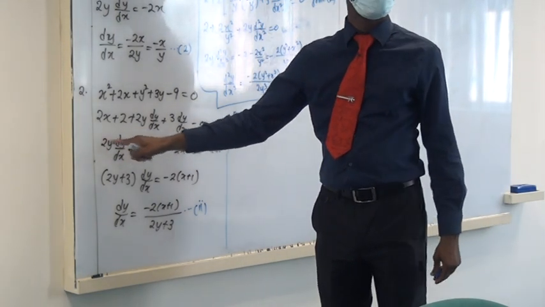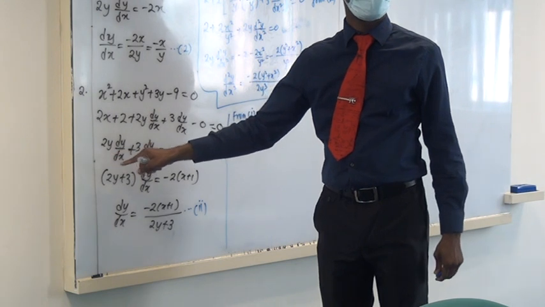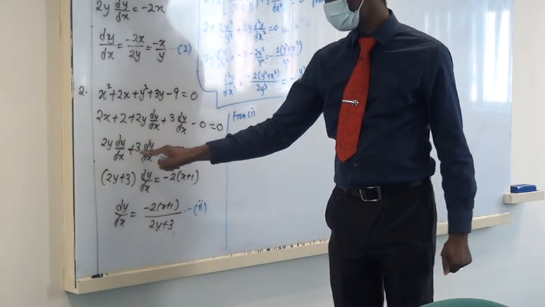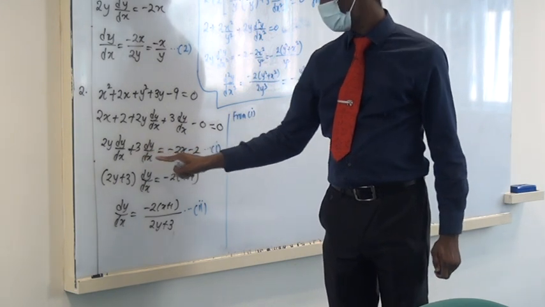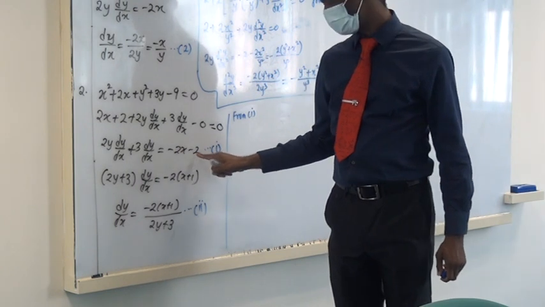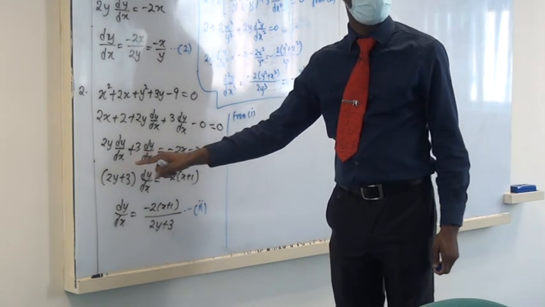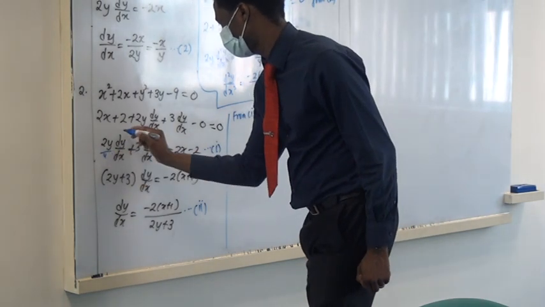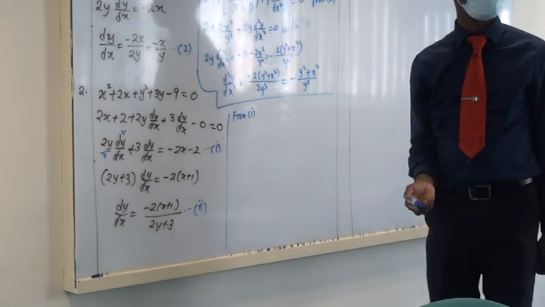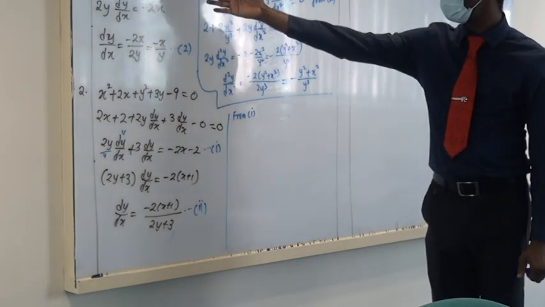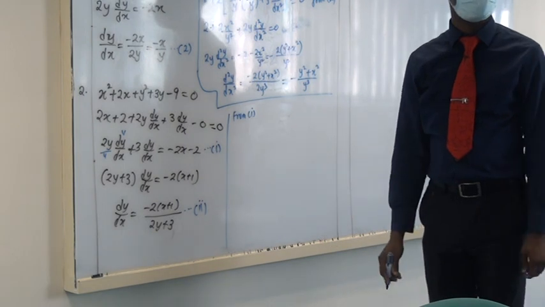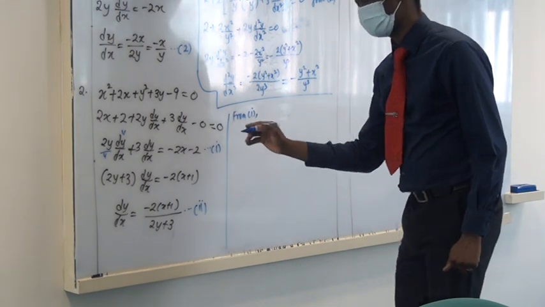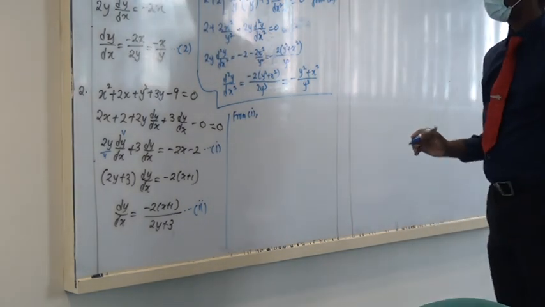Is this product rule? Because this is a constant, so not product rule. Is this product rule? How about this one? It's only one product rule. So instead of 2 brackets this time, I'm going to call this U and call this V. It's the same. You can either follow this or you can do that. It's allowed. So let's go together from equation 1. Let's follow that pattern.